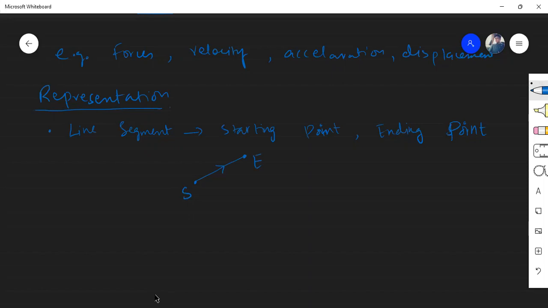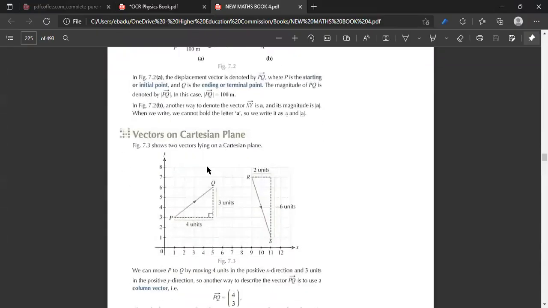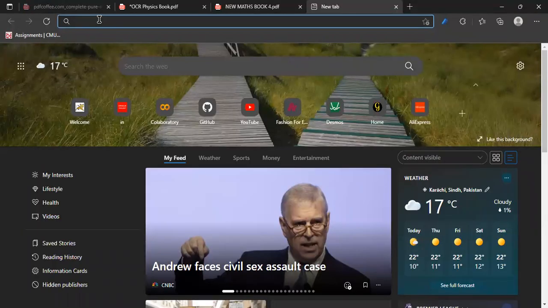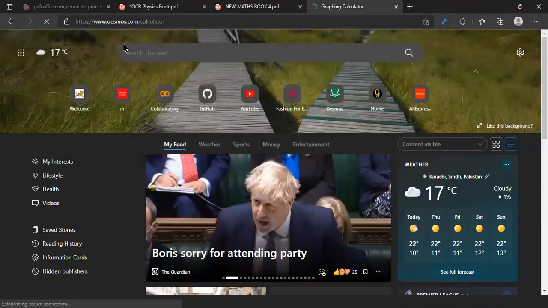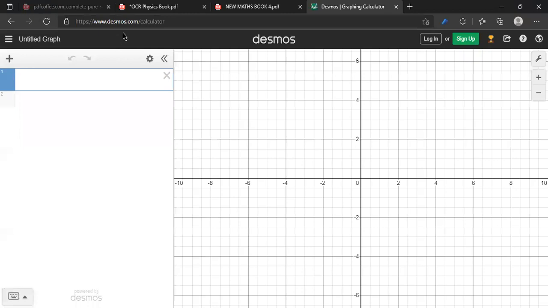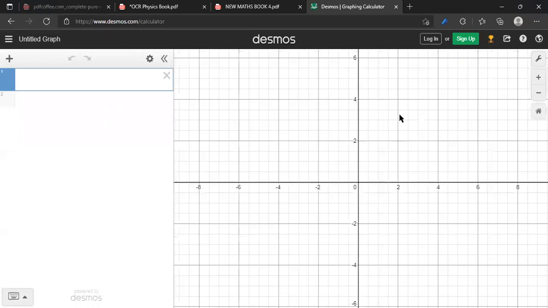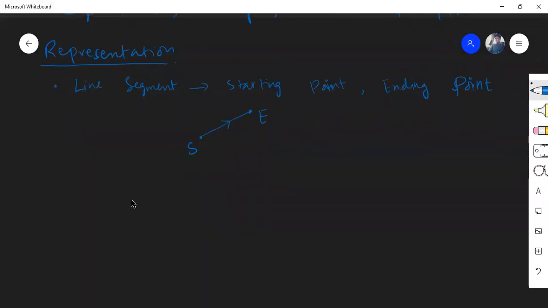Now, what happens when I draw a vector in a Cartesian plane? Do you know what a Cartesian plane is? No? Okay. The Cartesian plane is basically this graph. This block of squares is what a Cartesian plane is.